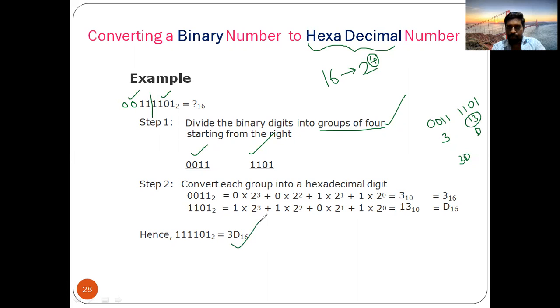Okay. Same method as the previous octal conversion. Directly take your 3 bits there, but here you will find 4 bits.